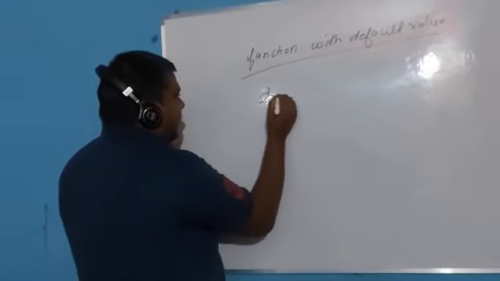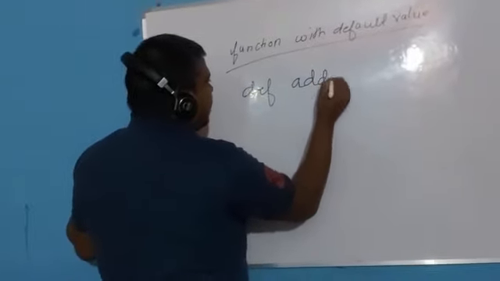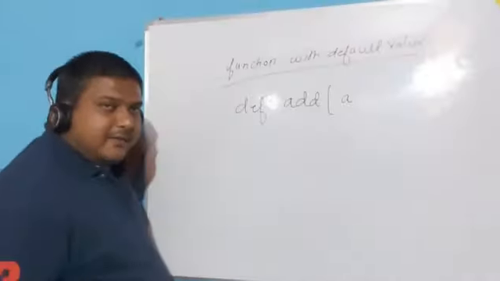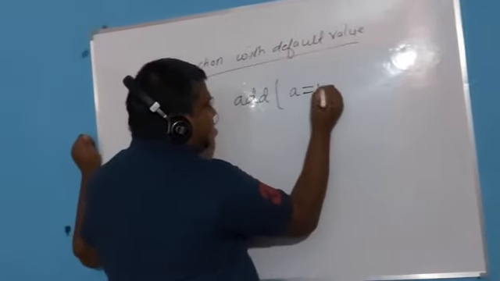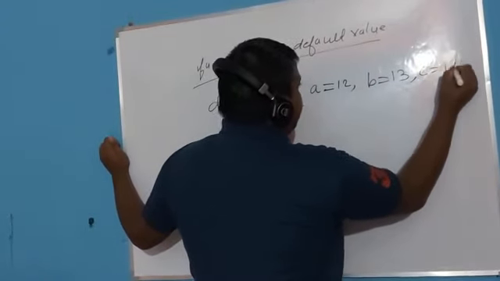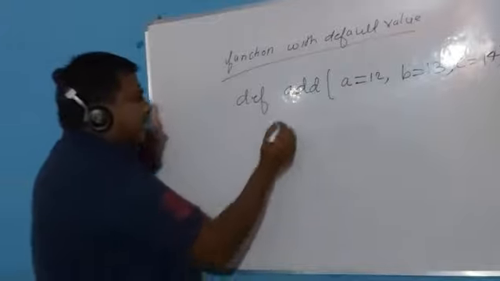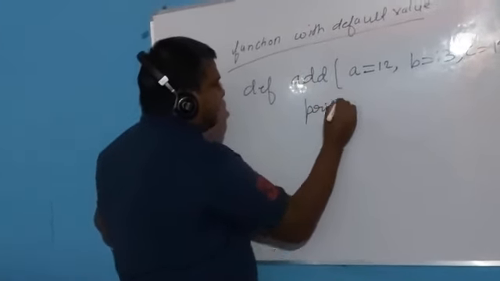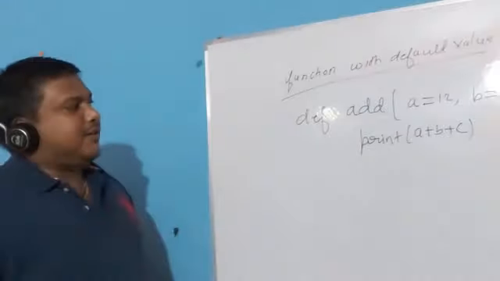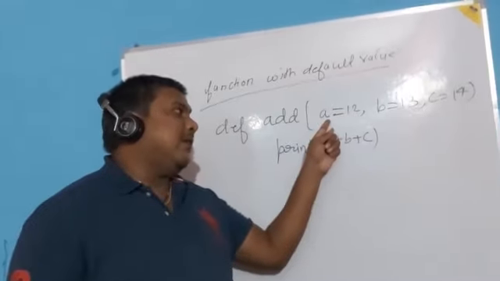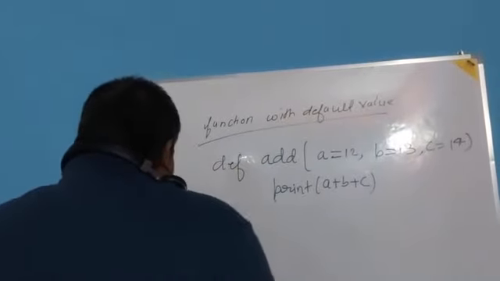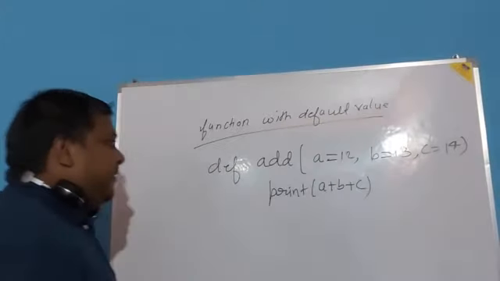So I will declare here definition add, and I may write here A. At the time of defining the parameter we need to pass some value also. A is equal to 12 comma B is equal to 13 comma C is equal to 14. After that we have to write print A plus B plus C. Now this is the function with default values, meaning the value of A is 12, the value of B is equal to 13 and the value of C is equal to 14.